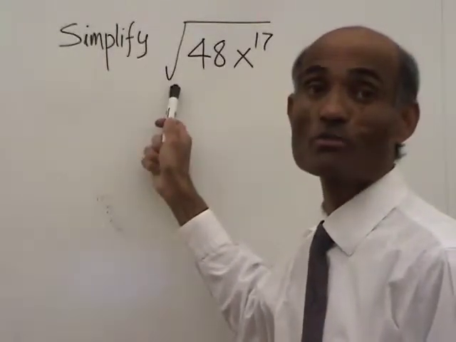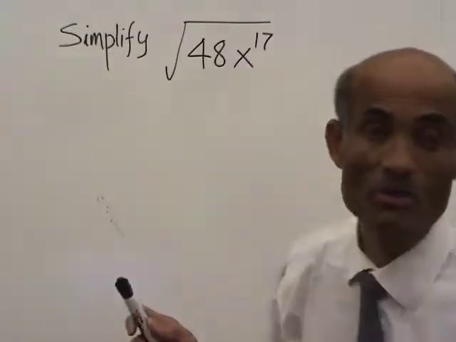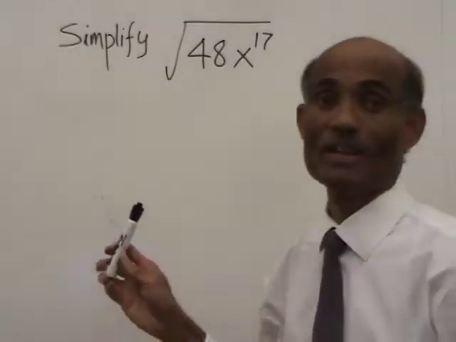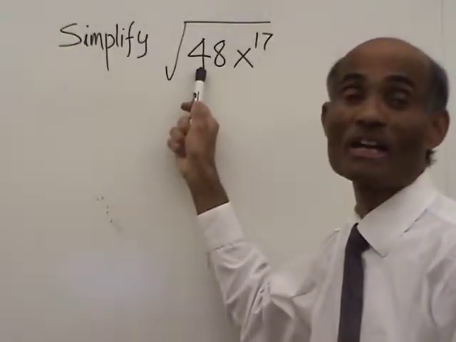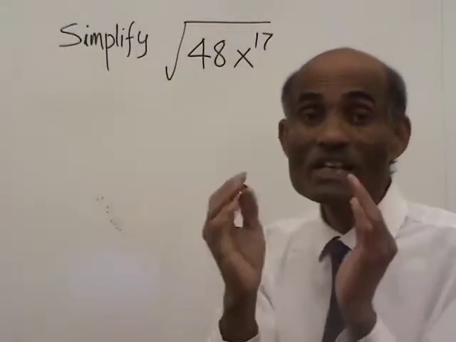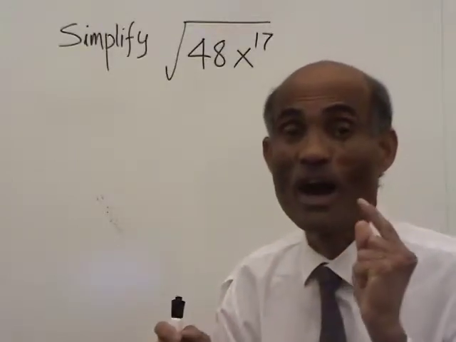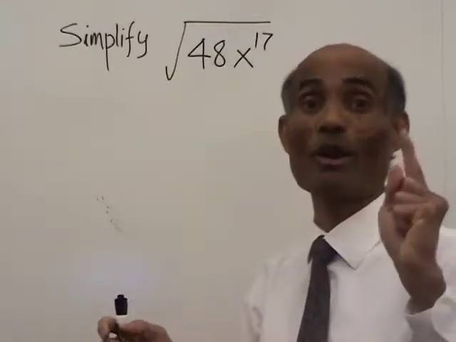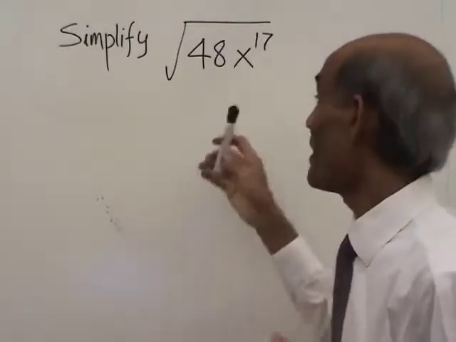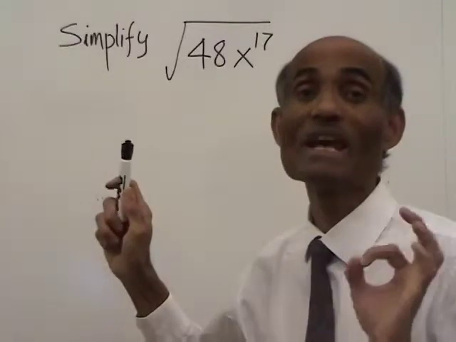Simplify the square root of 48 times x to the power of 17. Now, when you want to simplify a square root expression, you need to write each quantity as the product of the highest perfect square. Is that right? Okay, what is the highest perfect square in 48?